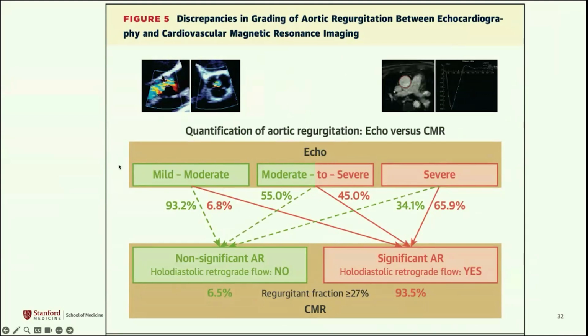significant. We're fairly concordant in terms of those who have mild or mild to moderate AR, right? With only a small percentage that get reclassified. But in those who are called severe on echocardiography, you see that a not insignificant number are down classified with cardiac MRI. And we see that in the mitral regurgitation space. We see that in the aortic regurgitation space here.